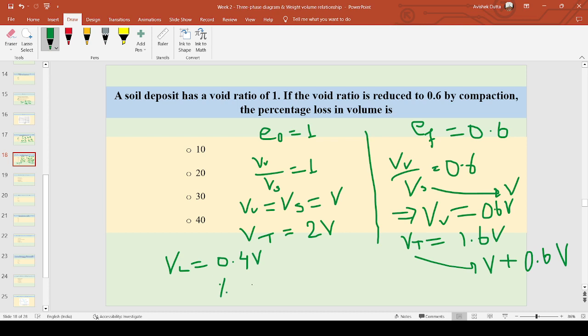Why 40%? Percentage means loss by initial volume into 100, right? 0.4 V is the loss. What was the initial volume? 2 V, right? Can you follow? Yes, sir. Initial volume is 2V. So cancel out V, 0.4 by 2 is 0.2, 0.2 into 100, that is 20%. Is it clear? Yes, sir. Is there any doubt regarding this question?